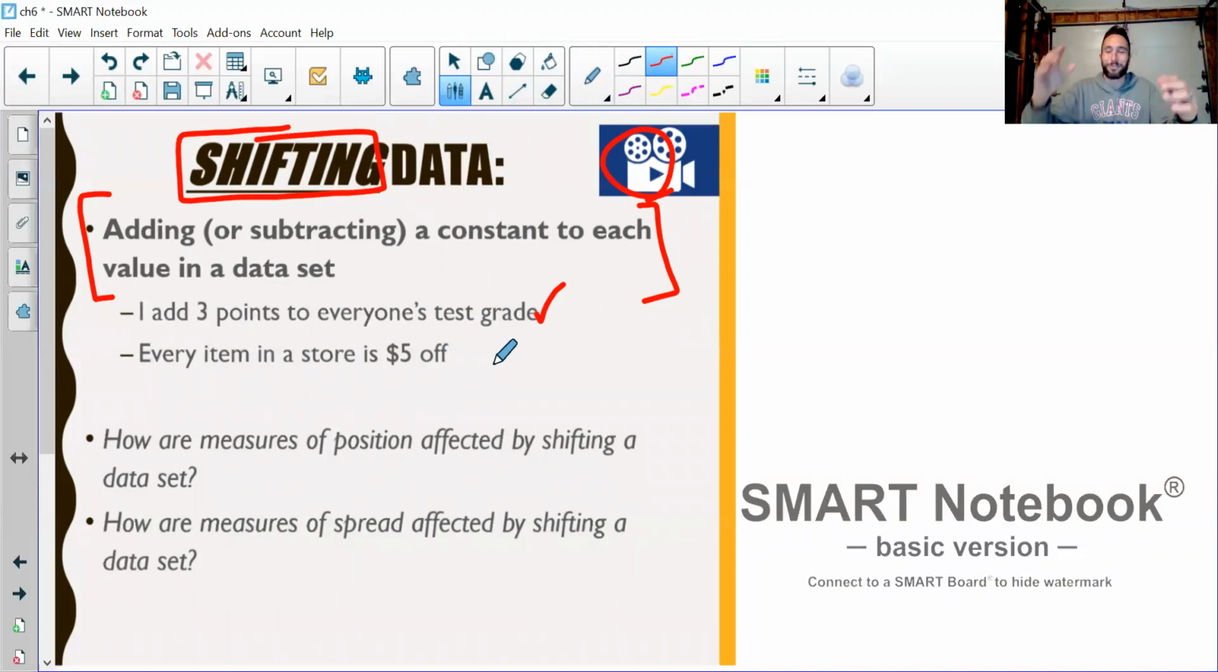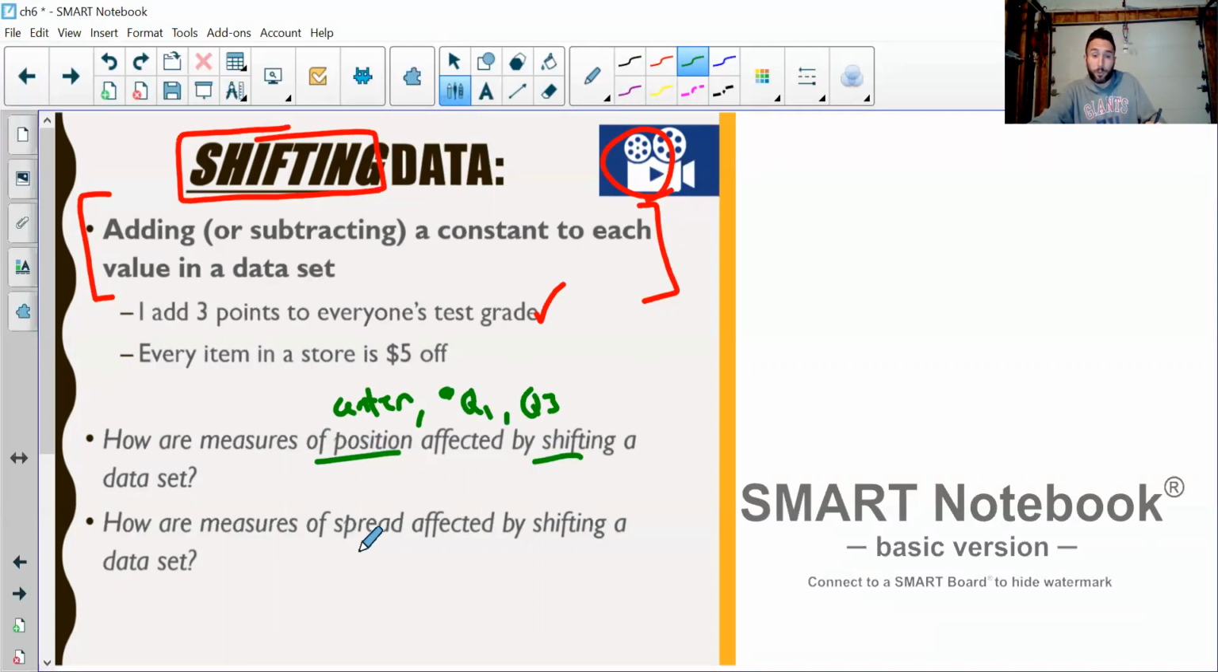So shifting data is when we're adding or subtracting some constant to every value in a data set. So we're adding the same thing or subtracting the same thing from every single one of the values in our data set. And what we want to investigate is how measures of position, so measures of center specifically, mean, median, and stuff, but other measures of position, like the quartiles or the min or max, are affected by shifting. And then similarly, we want to look at how measures of spread are affected by shifting. So let's figure it out.